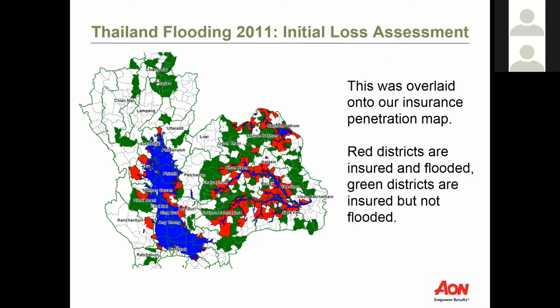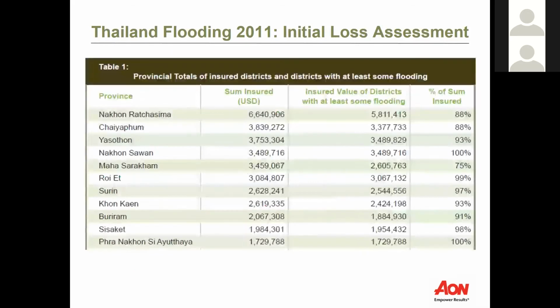So this could give us an idea of how it was going to affect the national rice scheme, which was fully insured. Well, it was insured by our clients and it was also reinsured in the international markets. And what we did is we basically said, what's the sum insured in each province, and what was the value of the districts that had some flooding, and that gave us an idea of the proportion of each province that was flooded and how bad that flooding was there. You can see here, these are the worst ones. And Ayutthaya down here, that was flooded 100% of the districts. The insured districts down there were flooded.